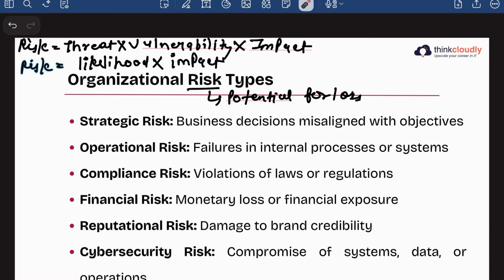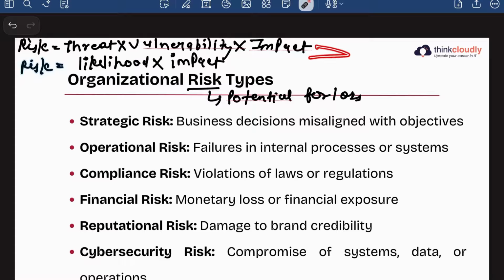Let's say we have an organization's financial records as an asset. Threat is a hacker launching ransomware attacks. And vulnerability is an unpatched server. Don't you think there is a high risk of data breach, which can lead to regulatory fines, because that's financial reports, and reputational damage? And that's why these two are interconnected.